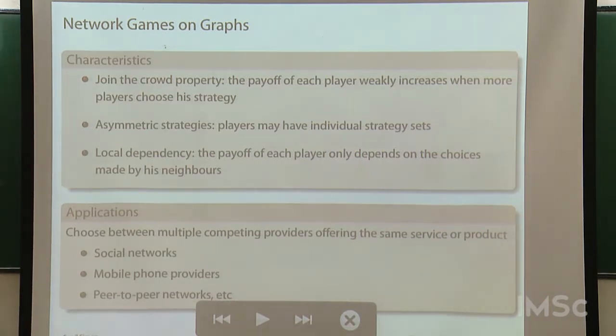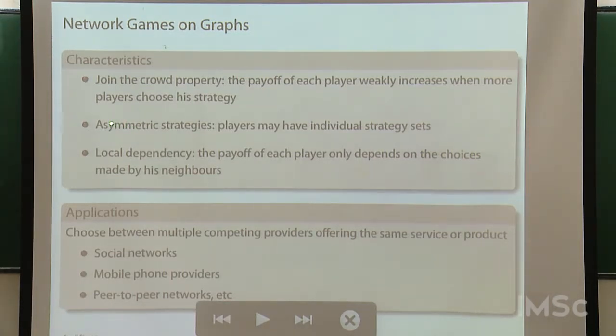The first one is called the join the crowd property. What does this say? It says that the payoff of each player weakly increases when more players choose the same strategy. Suppose I have chosen some strategy. Now if more players choose the same strategy, then they cannot decrease my payoff. This is one property. We'll see why this is natural.